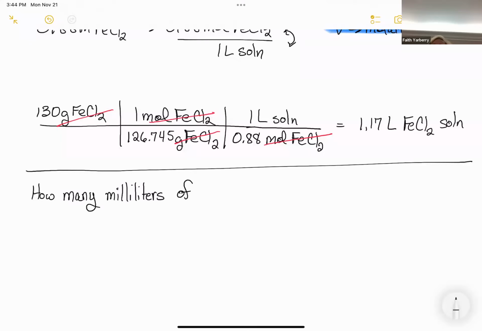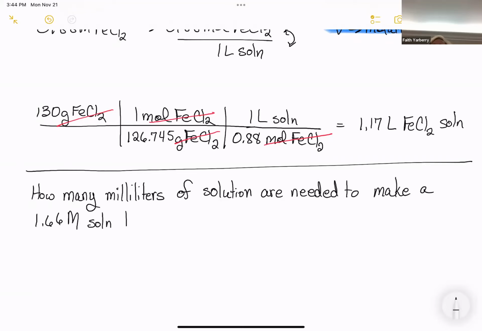How many milliliters of solution are needed to make a 1.66 molar solution that contains 112 grams of KMnO4.